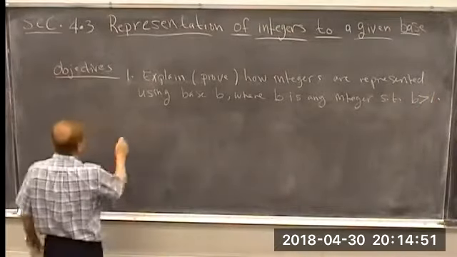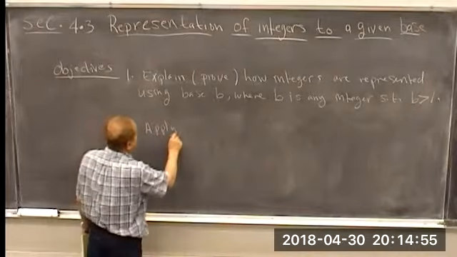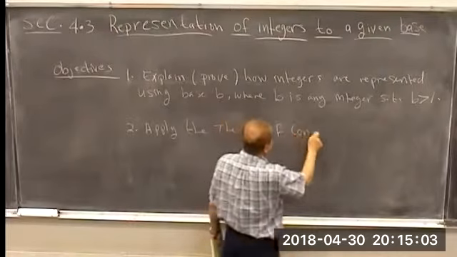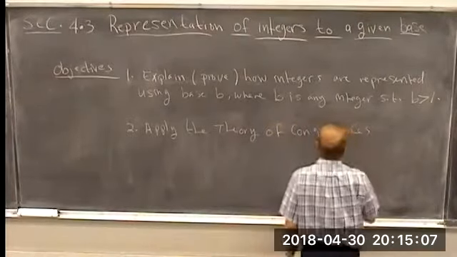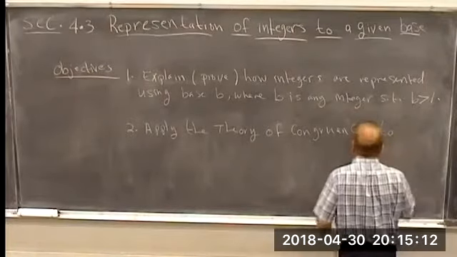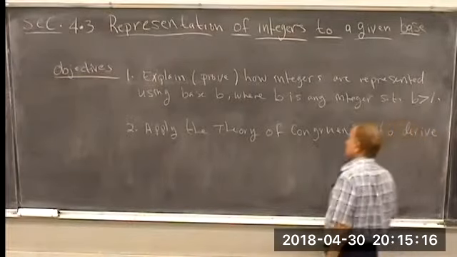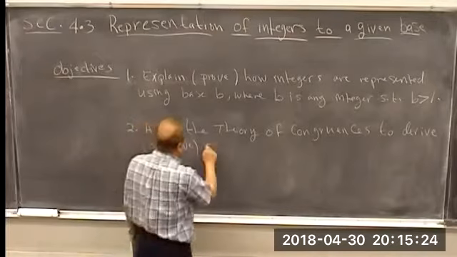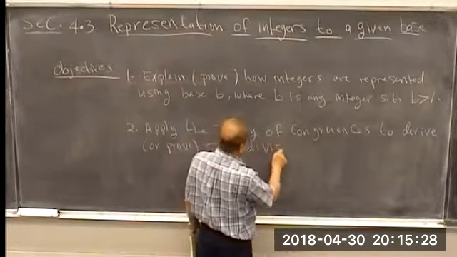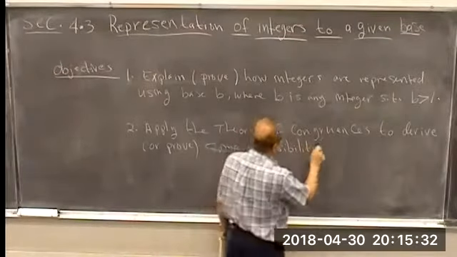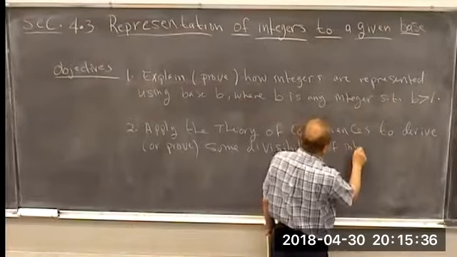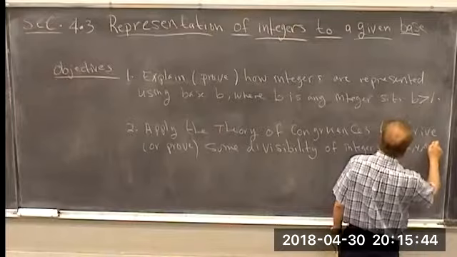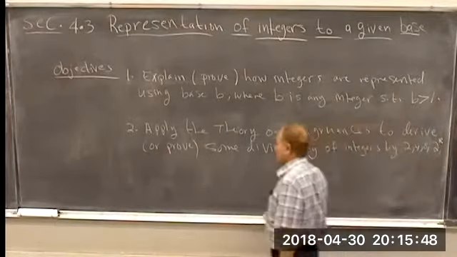Second objective is to apply the theory of congruences to derive, or again prove, some divisibility tests of integers by 2, 4, 8, and so on, 2 to the k, or any power k, then 5 and powers of 5.